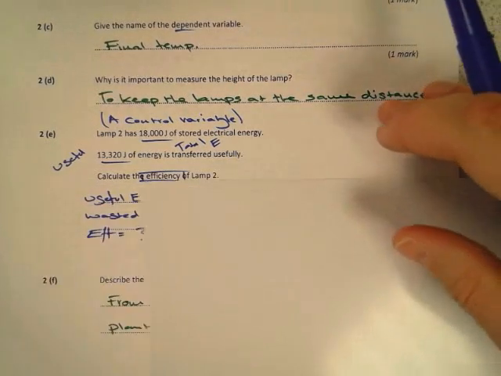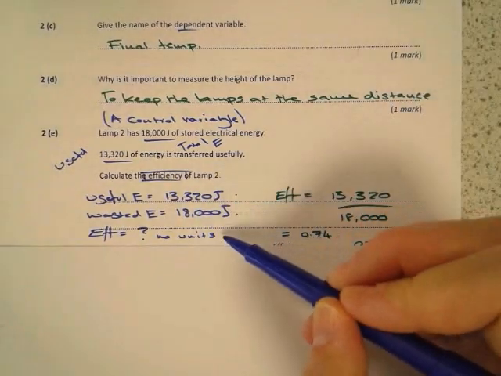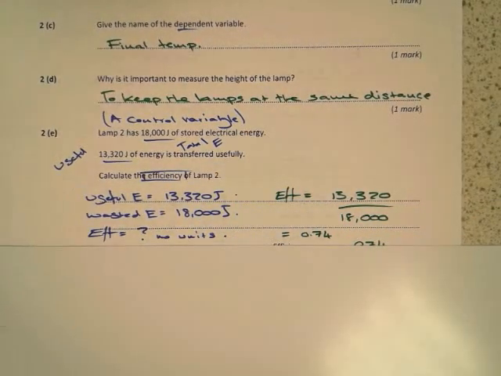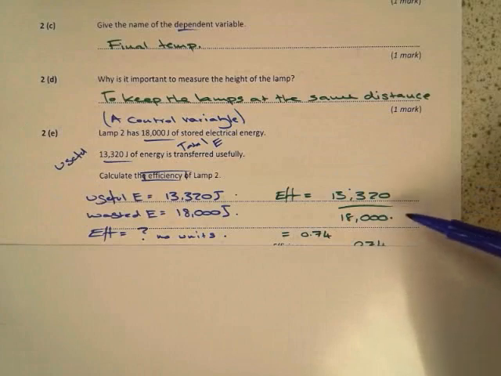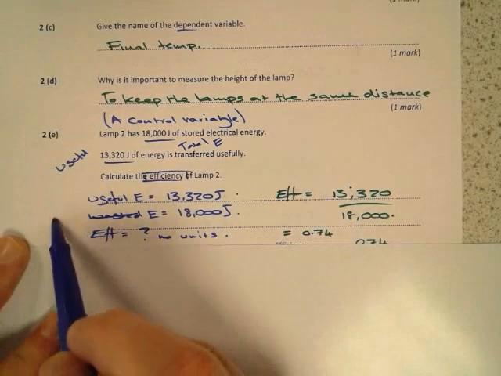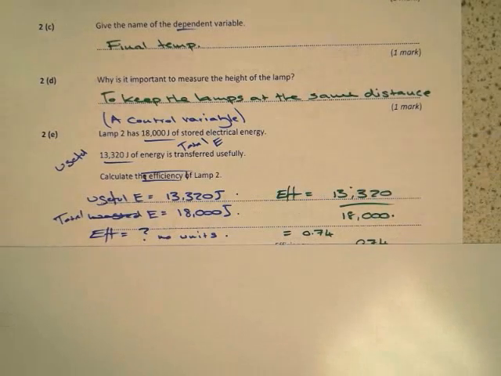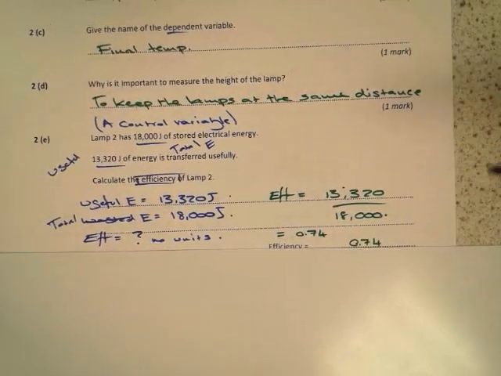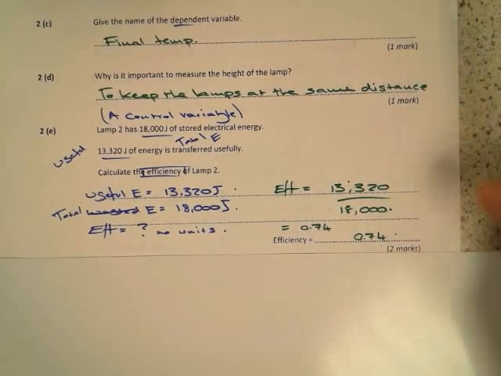I've then listed values here. So useful energy, waste energy, the efficiency we don't know. Remember, efficiency doesn't actually have any units, so I've just made a note of that there. So we're doing the useful divided by the total, I've written wasted there, I should have written total. The useful divided by the total equals 0.74. It doesn't ask for percentage efficiency, so you don't need to times it by 100. If you did, that's okay, but 0.74 with no units would be enough to get you 2 marks there.